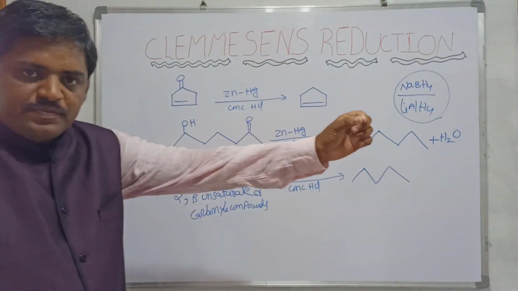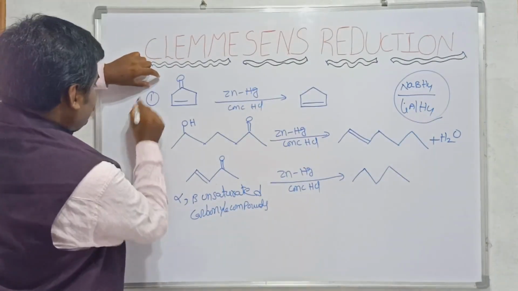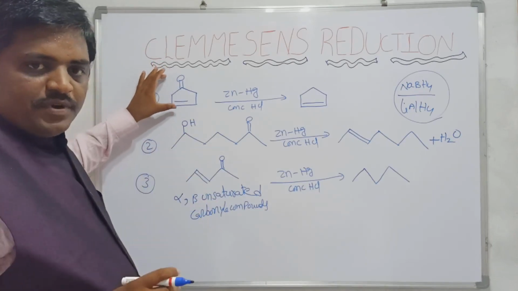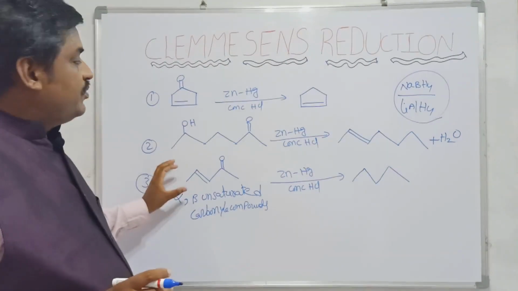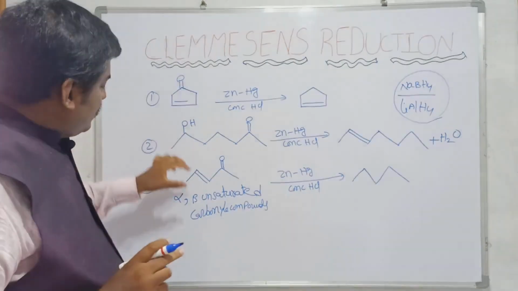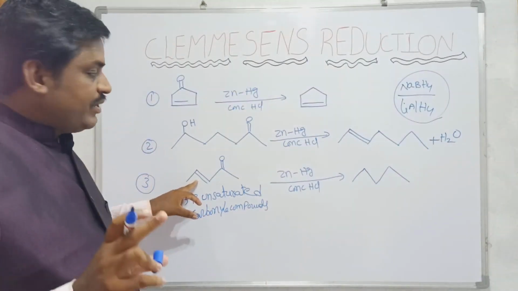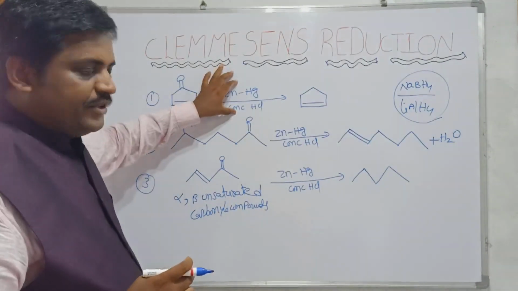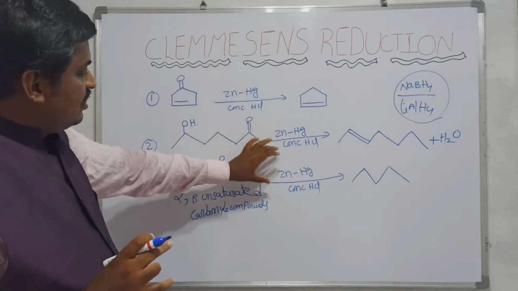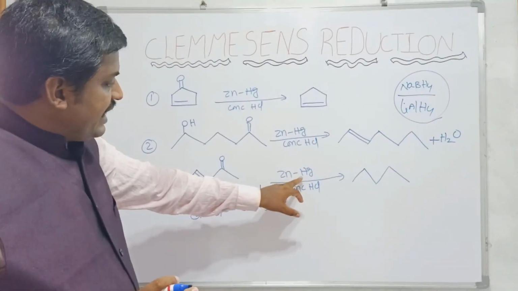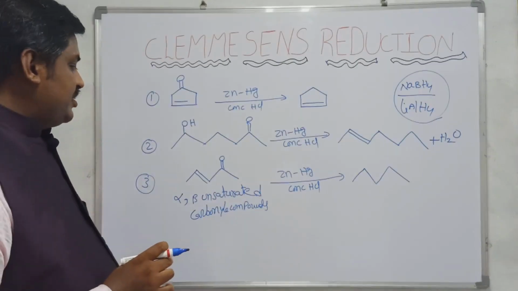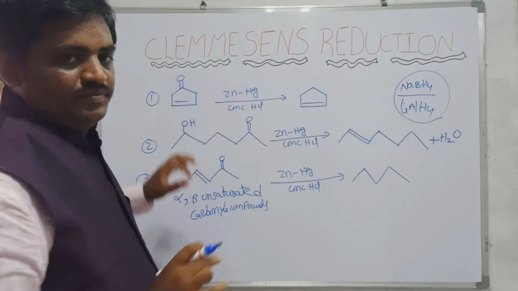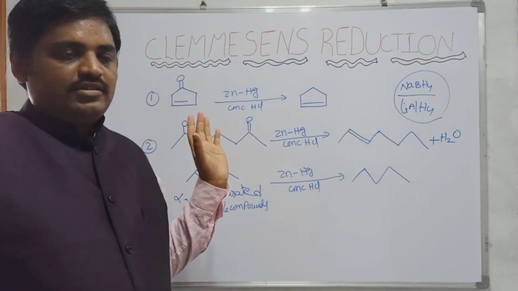What is the difference between the first reaction and the third reaction? This is a carbonyl compound, and this is also a carbonyl compound. This compound contains one double bond, and at the same time this compound contains one double bond. The same reagent, zinc amalgam in the presence of concentrated HCl, is used in both. But in the first molecule the double bond is not reduced, and in this one the double bond is reduced. That is the difference. So why?